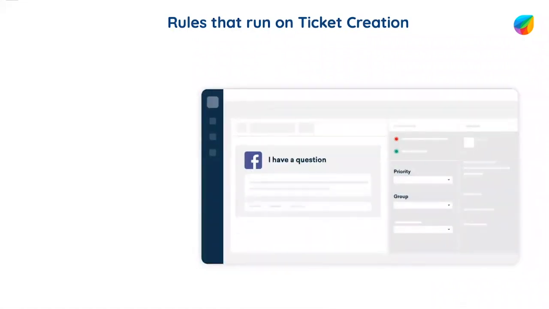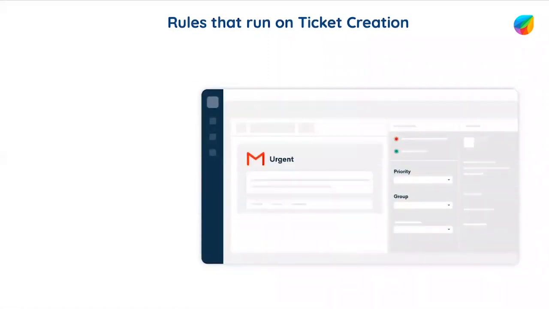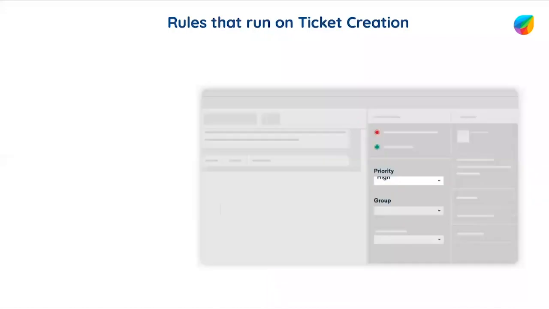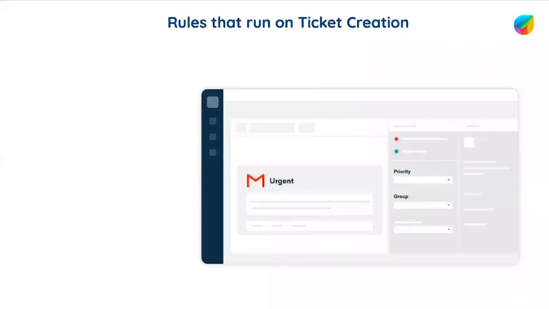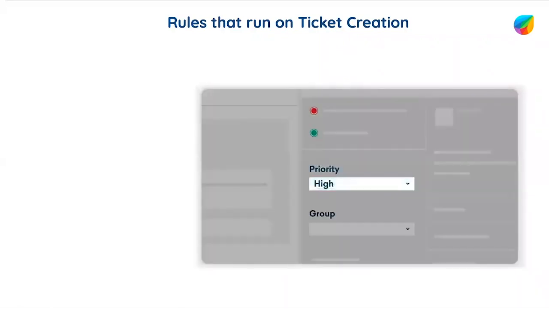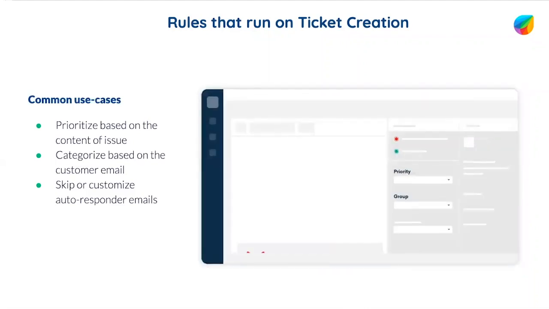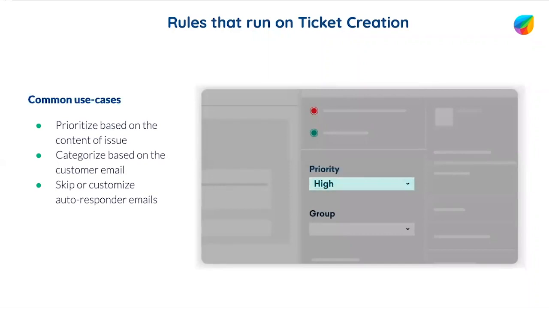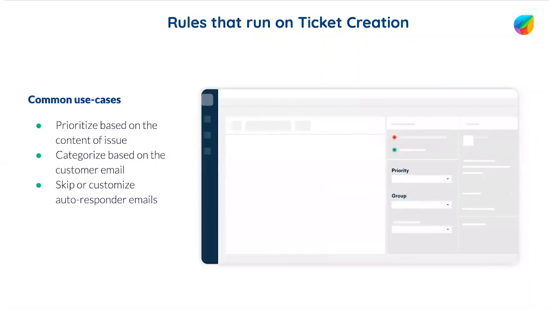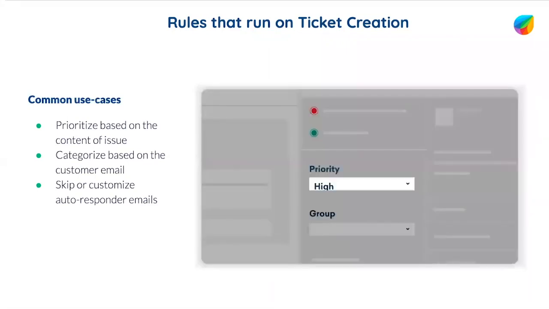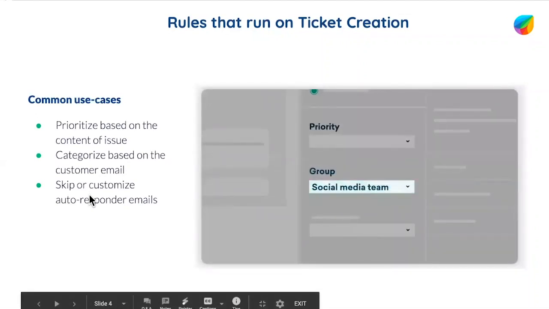As soon as someone writes to you, that very same instant, these rules will check for certain conditions and perform actions. So if you see the GIF on my screen over here, these are the rules that run on ticket creation. You can have rules set up such that when someone writes to you with certain keywords, you can have the priority bumped up. You can have it assigned to a different group. It can scan who is writing to you, where the question is coming from, whether it's social media, email, etc.